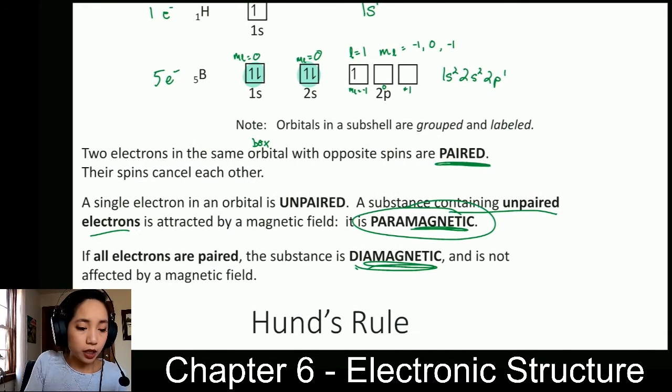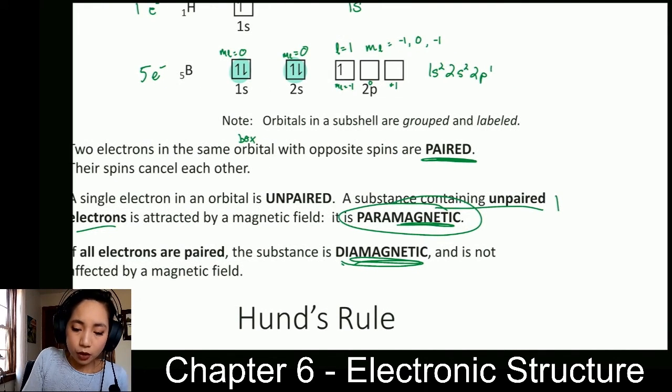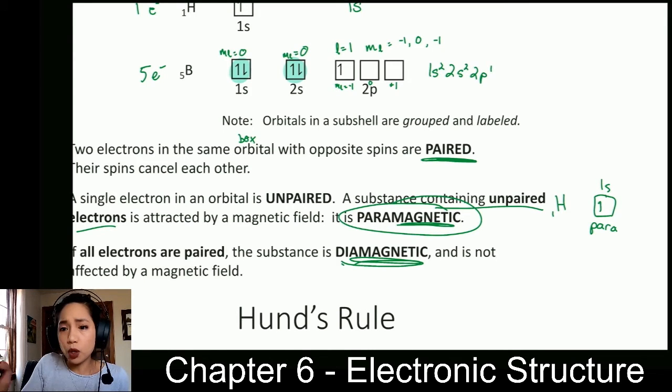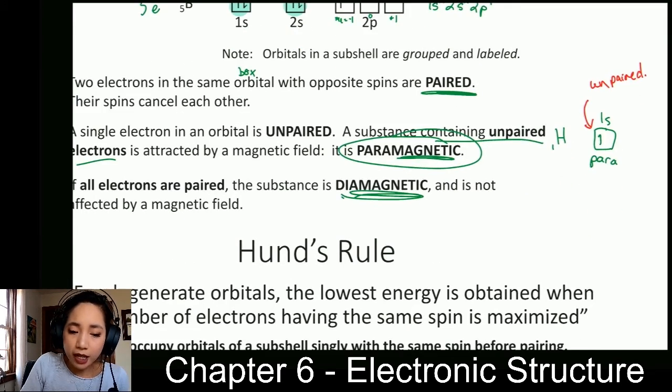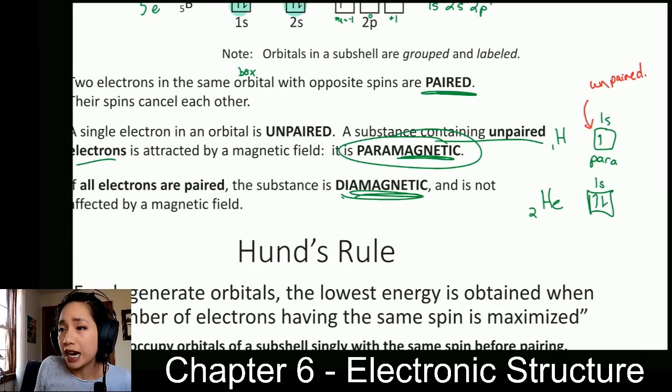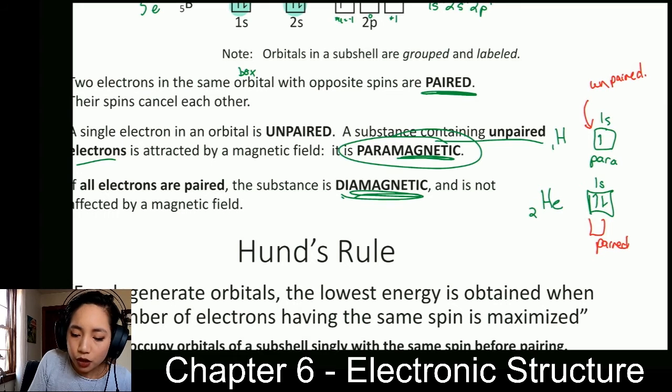An example here is hydrogen. Hydrogen with just 1 electron, in our 1s orbital, would be paramagnetic because there is just 1 spin up electron. The way I've drawn it, there is an unpaired electron. An example of a diamagnetic substance is if we go 1 element over, helium, which has 2 electrons, still within the 1s subshell. So we get a spin up electron and a spin down electron. These 2 electrons are paired, so this would be a diamagnetic substance.